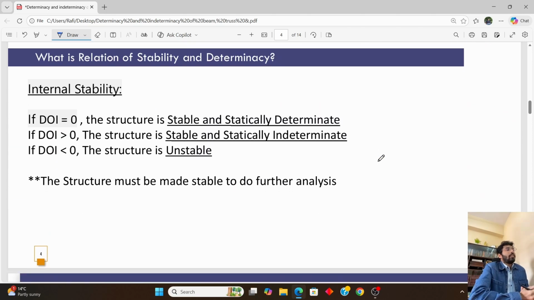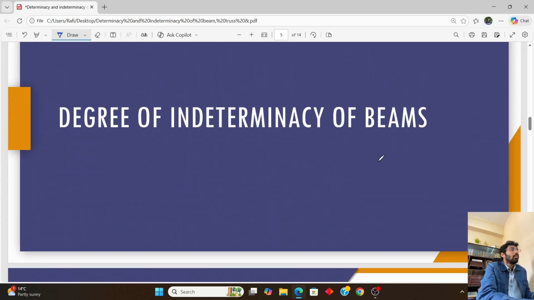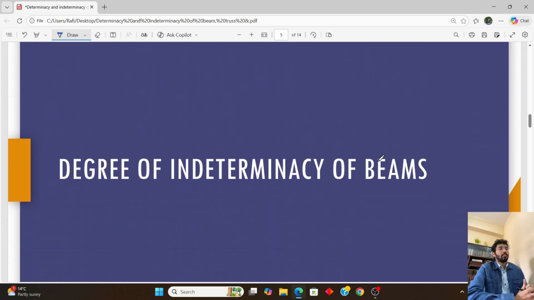So what is internal stability? If DOI is equal to 0, the structure is stable and statically determinate. If DOI is greater than 0, the structure is stable and statically indeterminate. And if DOI is less than 0, the structure is totally unstable. So we will do some further analysis here. Now we will calculate the value of degree of indeterminacy of beams. Then we will go to truss, and after that, in the final section, we will solve the determinacy of frames.